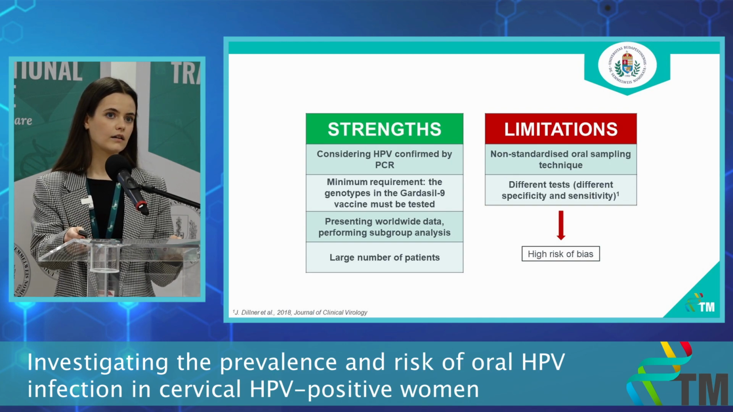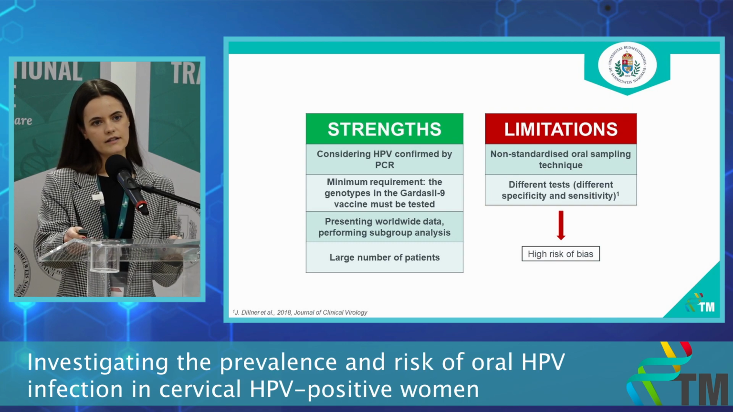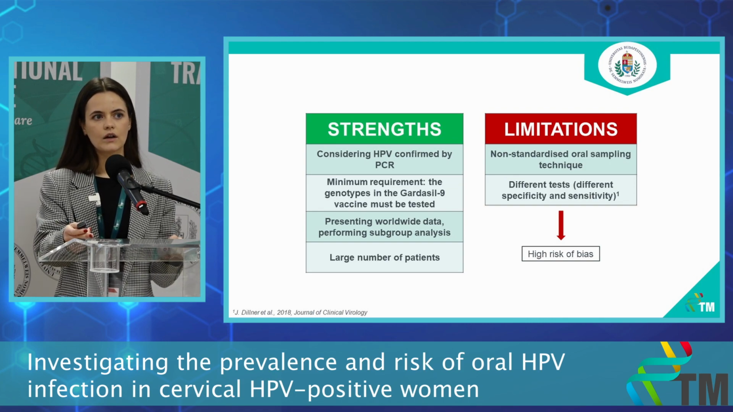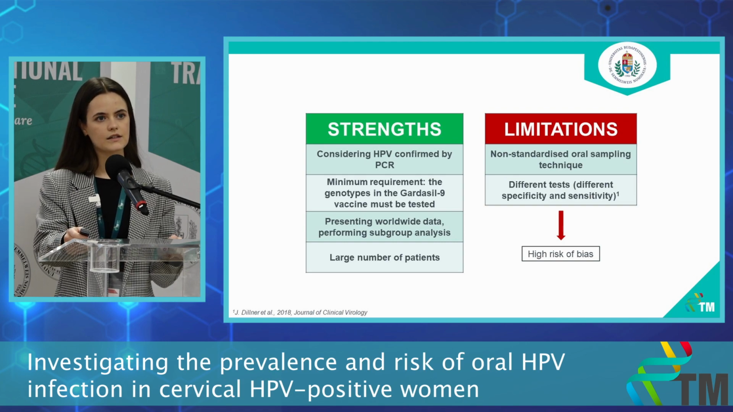Our biggest limitation is that there is not a standardized oral sampling method, and they are using a little bit different test kits, which led us to a high risk of bias. But this is why we set a minimum requirement, which says the genotypes in the Gardasil 9 vaccine must be tested in our included articles. Also, we are presenting worldwide data and performing subgroup analysis.